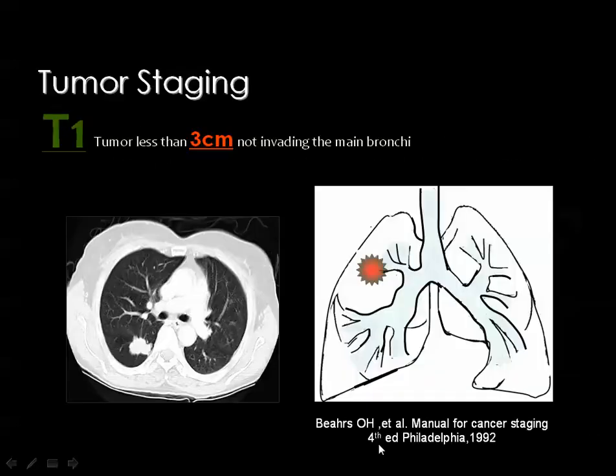Then we came to the tumor staging, and actually this tumor staging is important if you have a good clinical relationship with the surgeon. He sometimes asks you about the stage of the tumor, to help him take the decision of surgery or not. Then T1 is a tumor less than 3 centimeters in diameter, not invading the mainstem bronchi. The peripheral lesion with a spiculated margin less than 3 centimeters in diameter, not associated with bronchial invasion, and no evidence of pleural effusion or metastasis, for example.